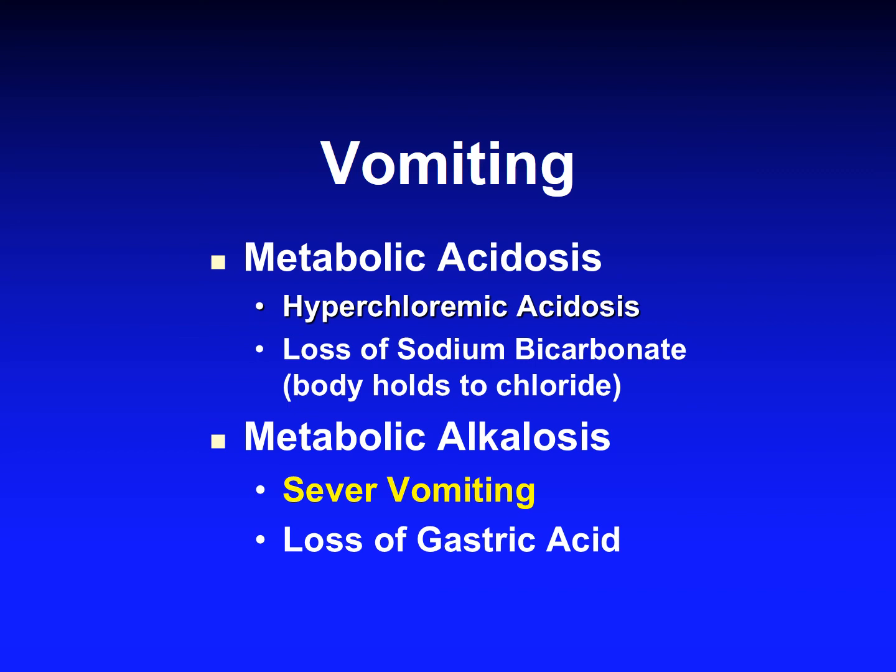However, when you have severe vomiting, it's the opposite. You have metabolic alkalosis instead. So the pH is more than 7.4. Why? Because we have loss of gastric acid. So in severe vomiting, the acid is being lost from the stomach. That's why the blood becomes alkaline.